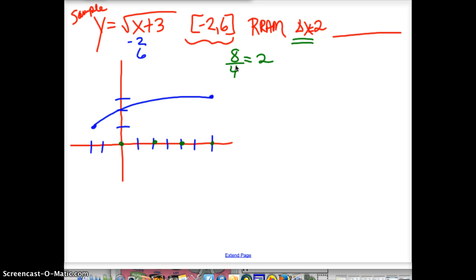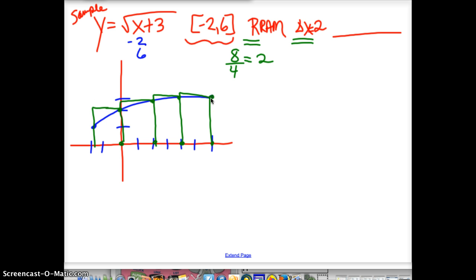So I will be making 4 rectangles, and because it says a right rectangular approximation, I'm going to head right up, hit it on the right, go over. I'm going to head right up, hit it on the right, go over. I'm going to continue that right to, where's my last one? Here.